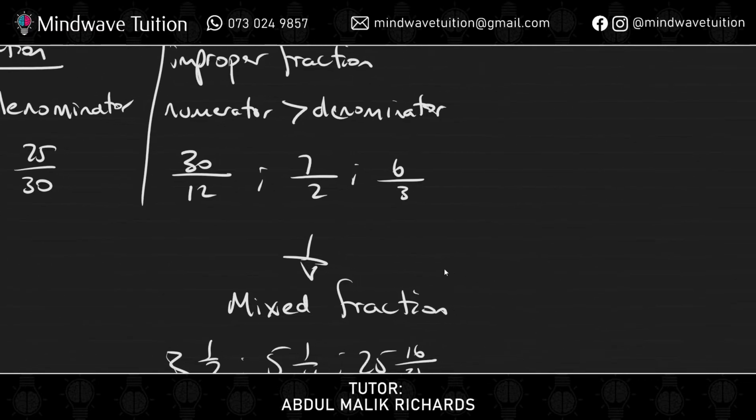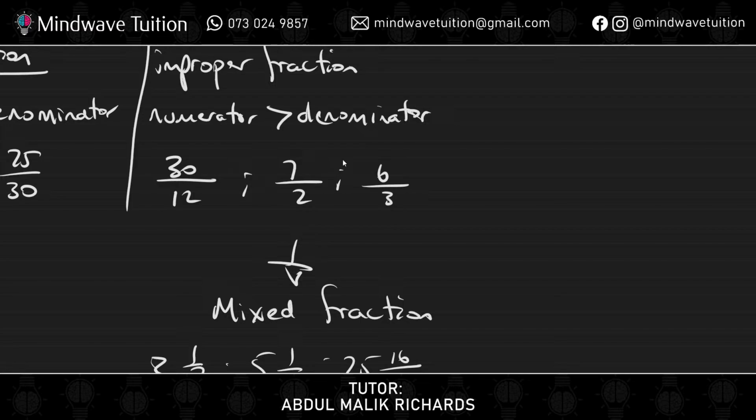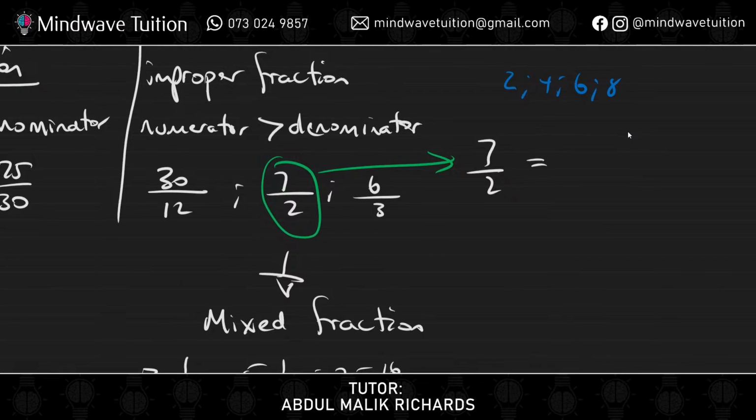So how do we do that? If we take this one over here, the 7 over 2, we can ask ourselves how many times does 2 go into 7? So if we write out the multiples of 2 quickly, so 2, 4, 6, 8, we can see that 7 will lie here between 6 and 8. So how many times does 2 go into 7? 2, 4, 6 can only be the 3 times. So we can write the 3 as the whole number over there.